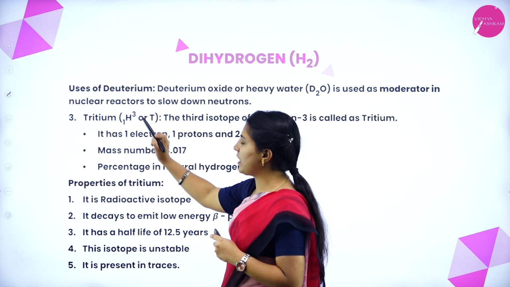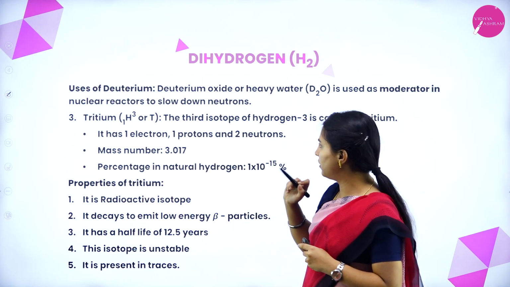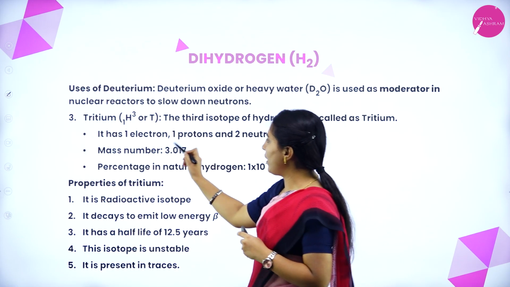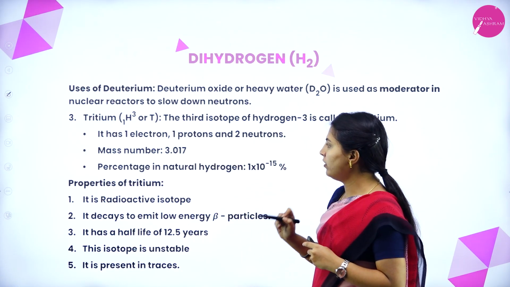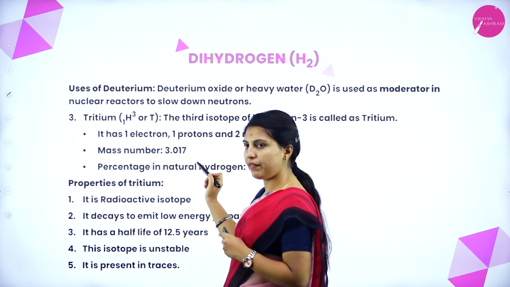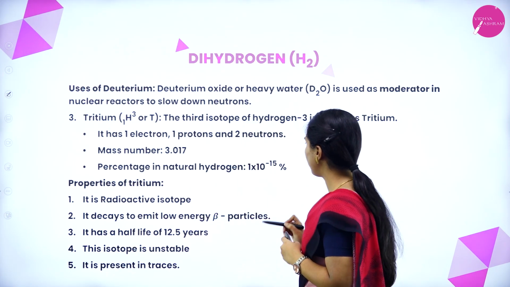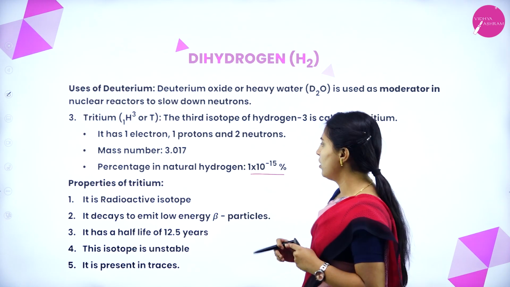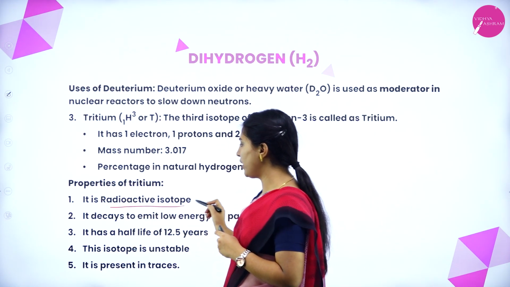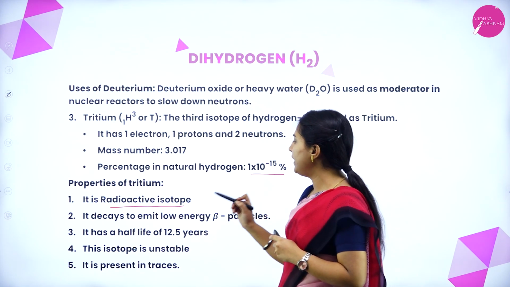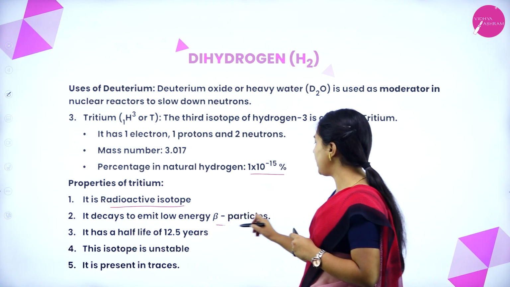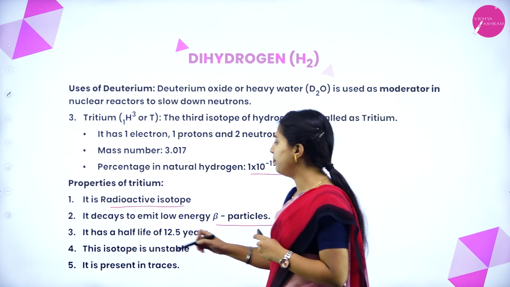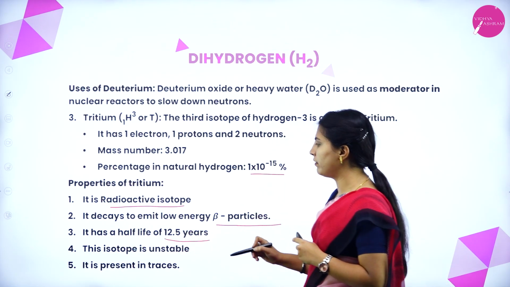And tritium, its atomic number is 1, mass number is 3. The third isotope of hydrogen is called tritium. It has 1 electron, 1 proton and 2 neutrons. Mass number 3.017. Percentage in natural hydrogen is 1 × 10^-15%, very less. What are the properties? This is a radioactive isotope. It decays to emit low energy beta particles. It has a half-life of 12.5 years.